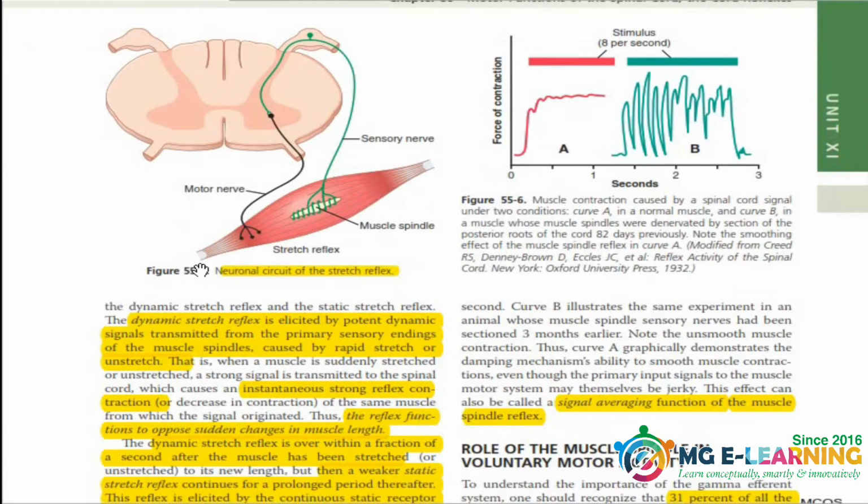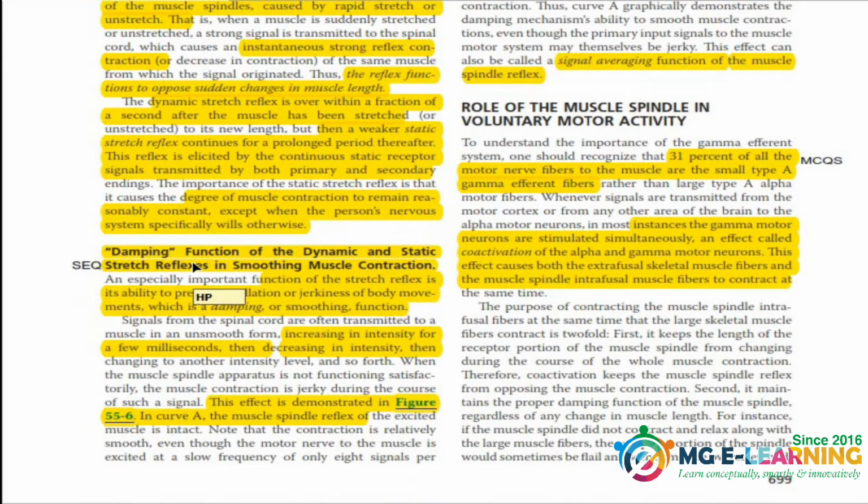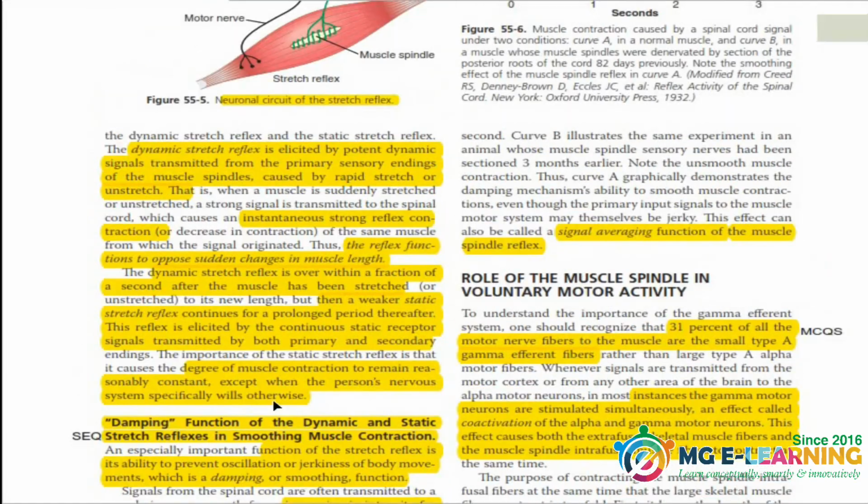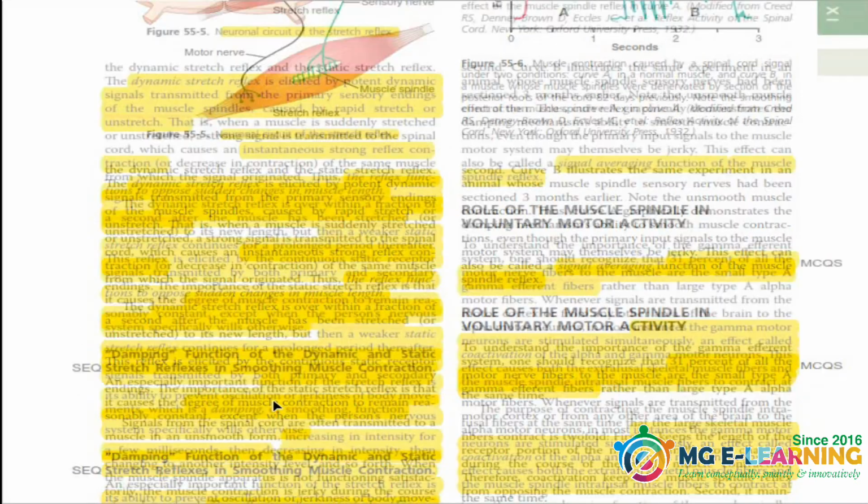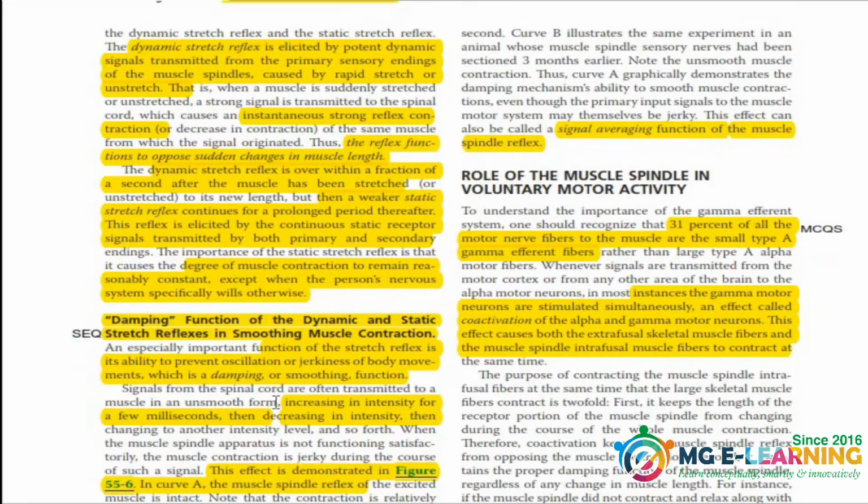You have to draw it and write a note. Next question is the damping function of the dynamic and static stretch reflexes. This is also a past SCQ, past UQ. You have to do this topic. Now is the role of the muscle spindle in voluntary motor activity. It is also an important topic and important points are highlighted.